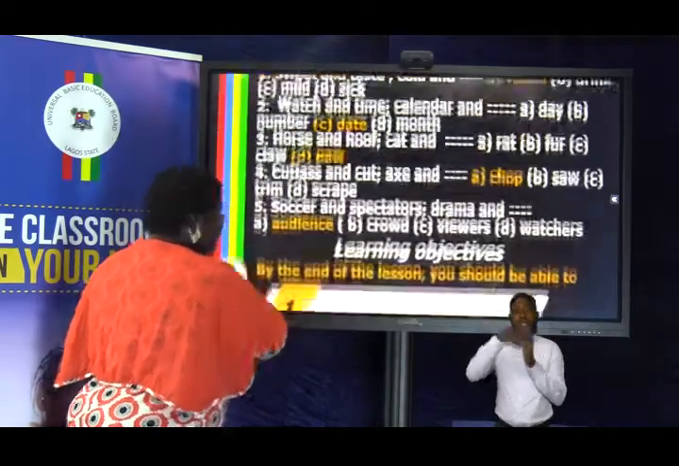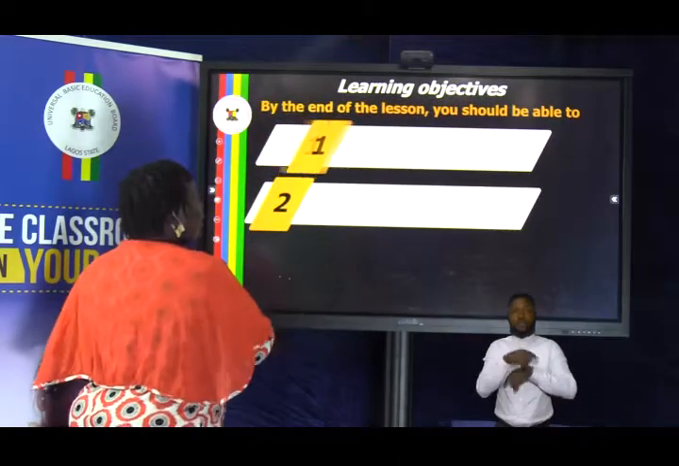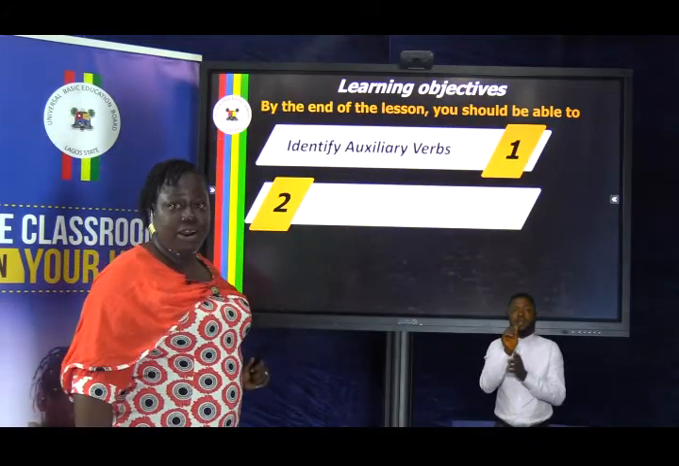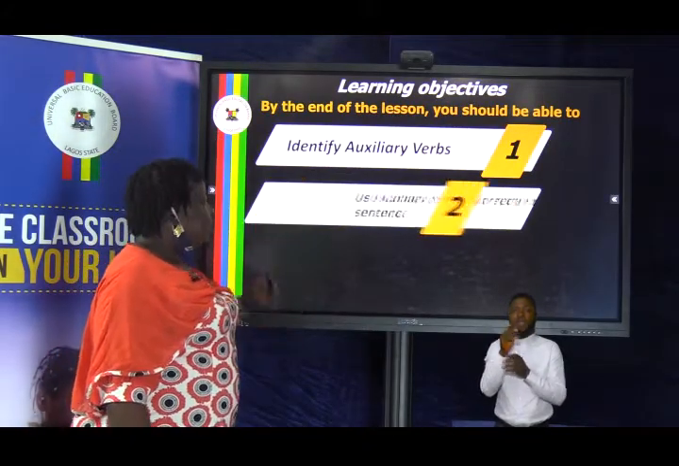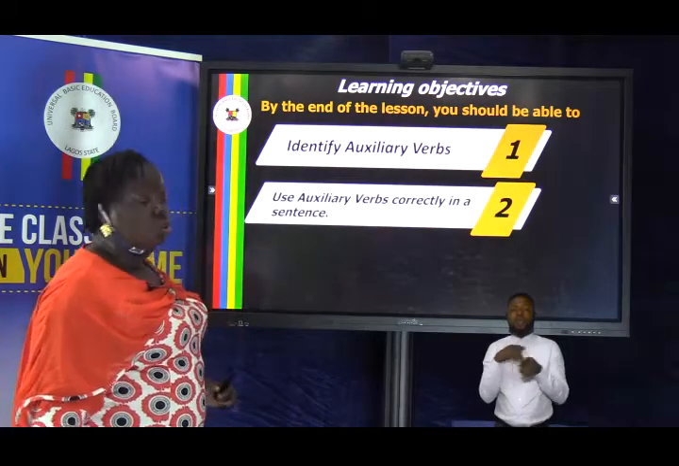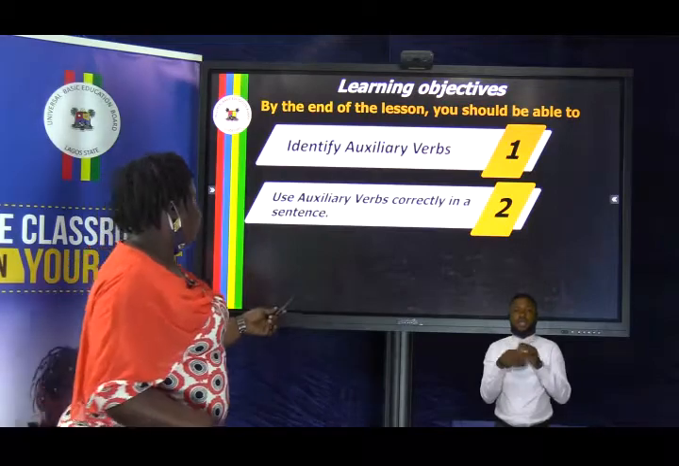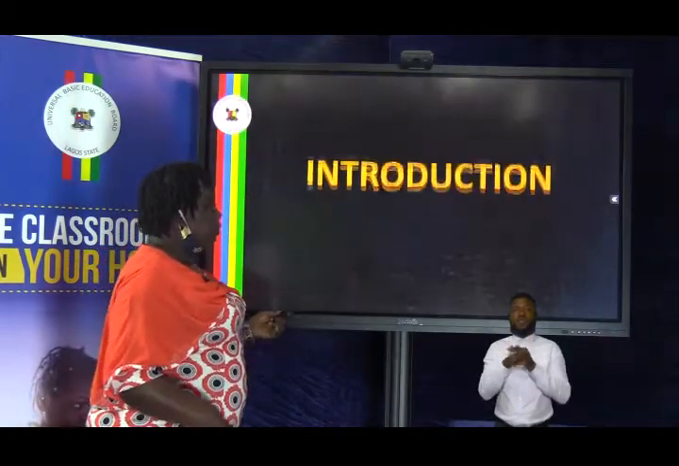Now to the learning objective for today. By the end of this lesson, you should be able to identify auxiliary verbs. Not only that, you should also be able to use auxiliary verbs correctly in a sentence. Now, let's go into the lesson.